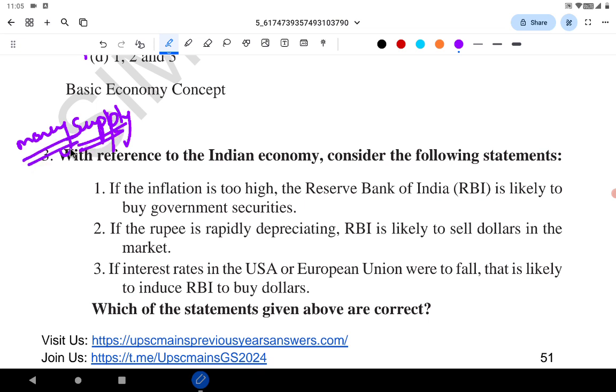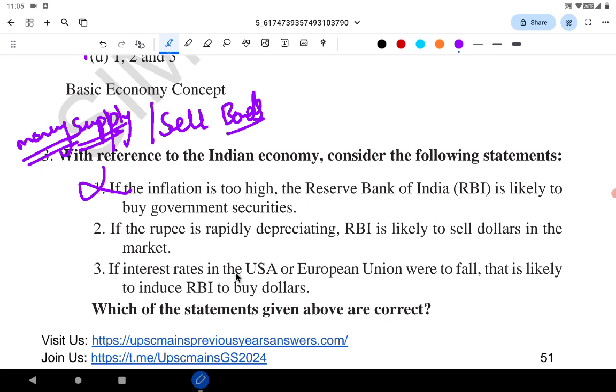There is more money chasing the goods. So to suck the money out of the system, the government has to sell the bonds or sell the government securities, not buy, not buy, sell. If the rupee is rapidly depreciating, RBI is likely to sell in the market.